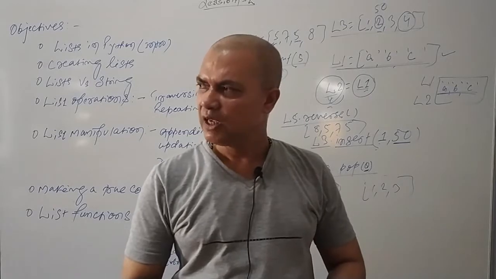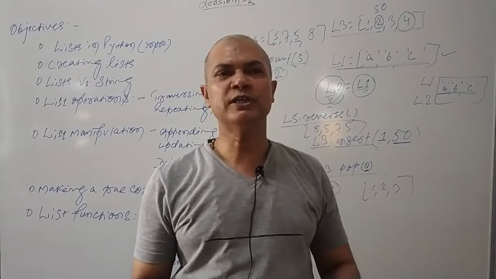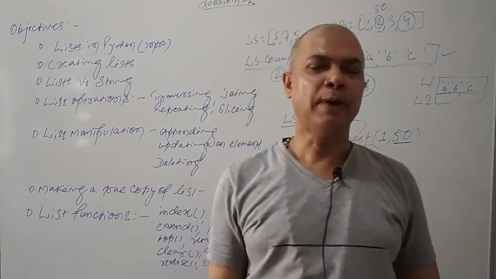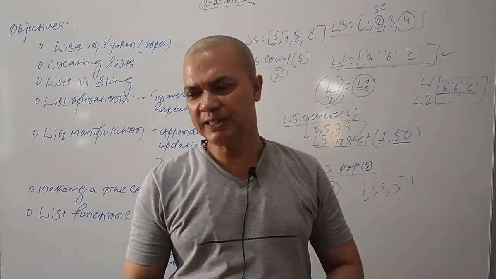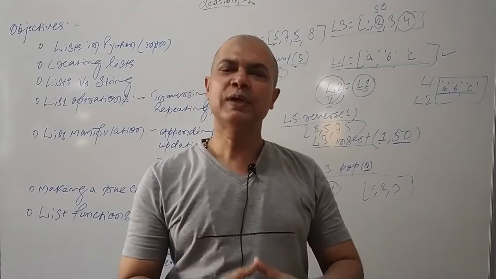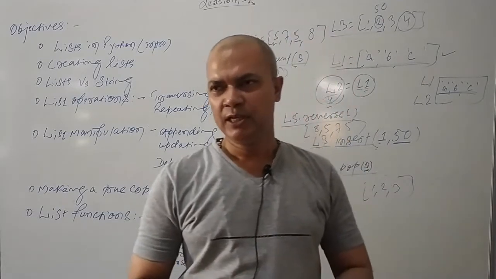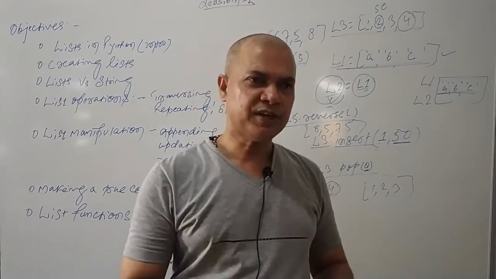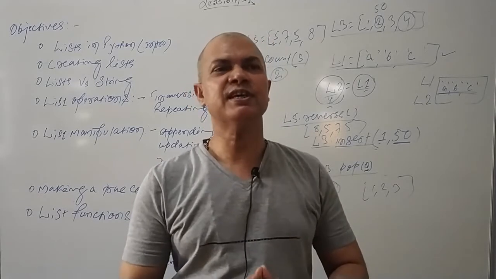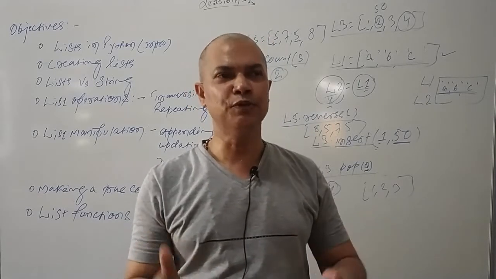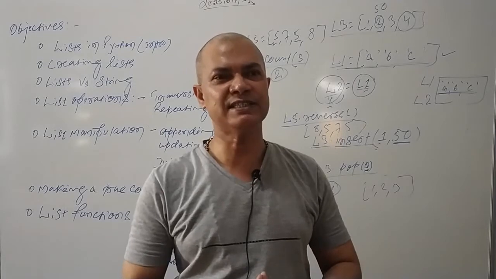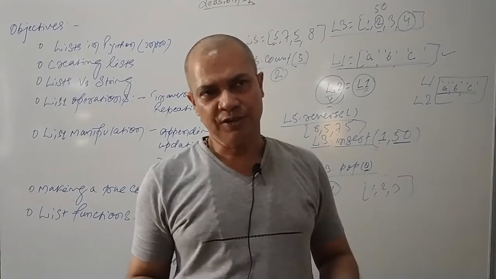Let's see. List, as you all know, is one of the data types in Python, and it's a mutable data type. It means you can change a particular element of a list directly. A string is also a data type, but strings are immutable and lists are mutable. That is the basic difference between a list and a string.